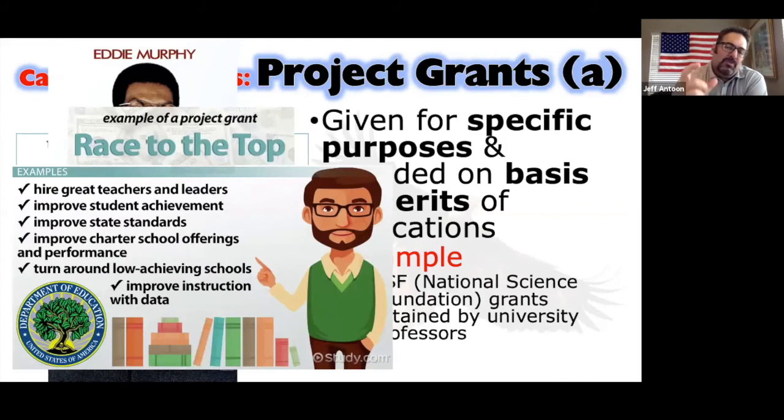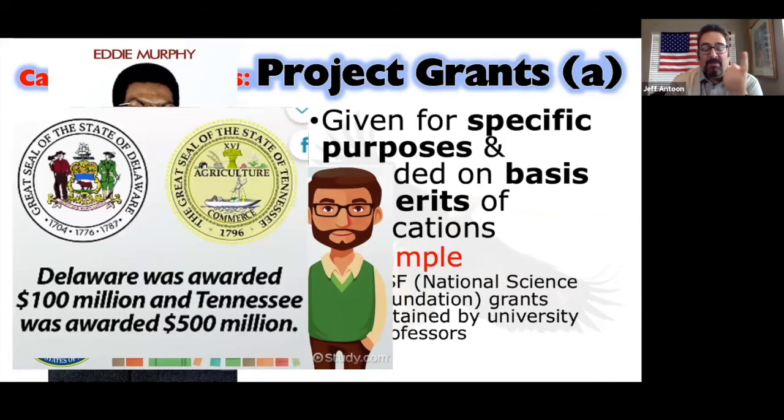But the one I want to give you that's real is this Race to the Top grant that was given by the Department of Education, the money that they get to give back to states. And if you could prove through merit that you hired great teachers and leaders, improved students' achievement, and all of these, you could receive this money. Well, let me show you the two states that won. Delaware was given $100 million for second place, and Tennessee won and was given $500 million for their schools. So you're seeing how the federal government can come into play. That could be my taxpayer money going to Delaware or even Tennessee at that time.